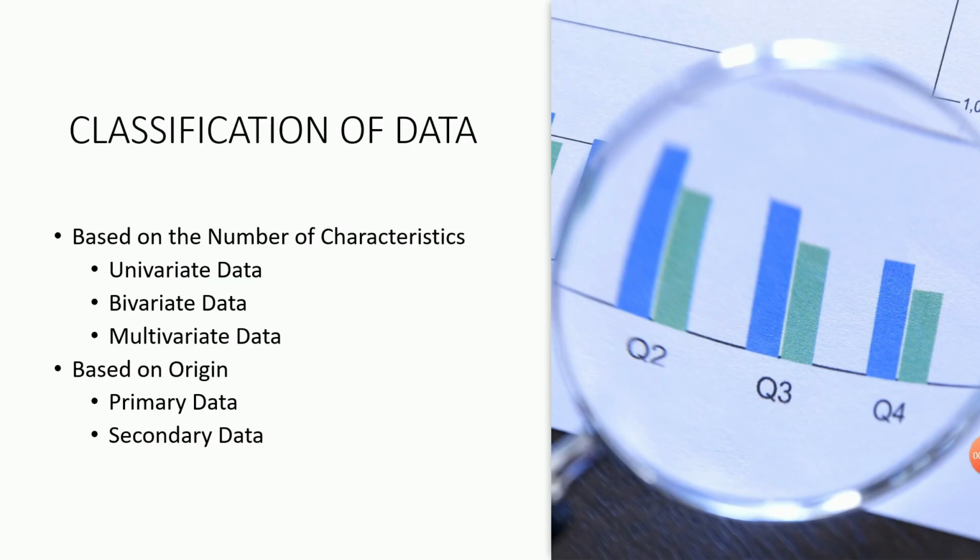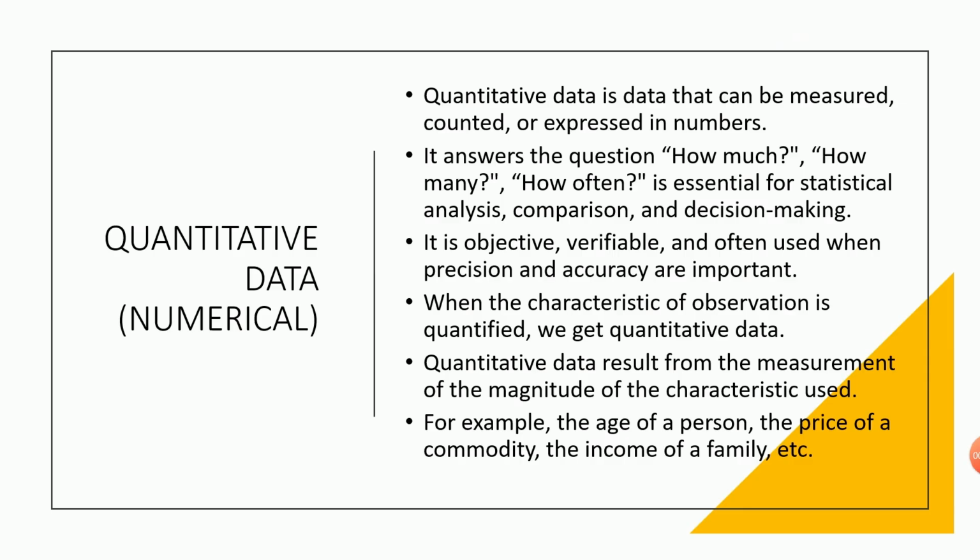I didn't get into the specifics because we can see them in the research course. I hope you know what is what. I'm moving on due to time constraints. Now, quantitative data. What is quantitative data? Here in the second point they have given how much, how many, how often. When a particular data answers such questions, that data is known as quantitative data. It is objective, verifiable, and often used when precision and accuracy are important.